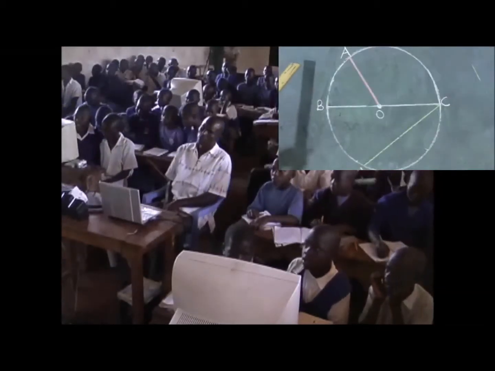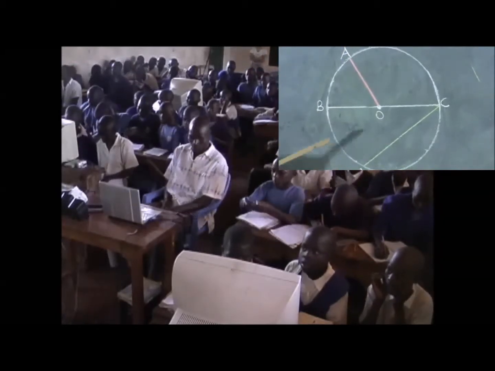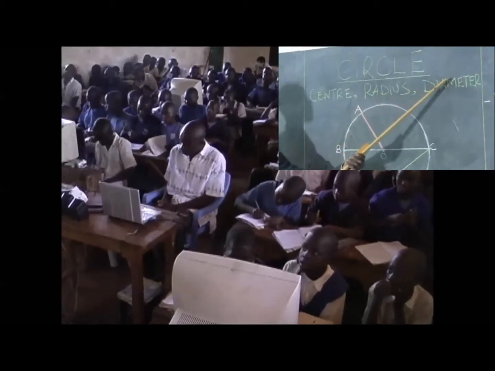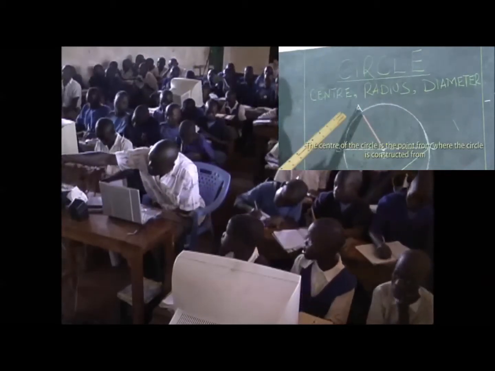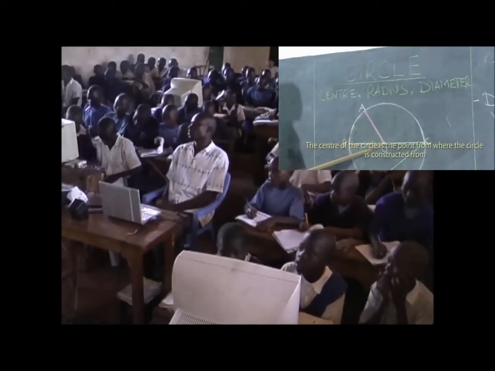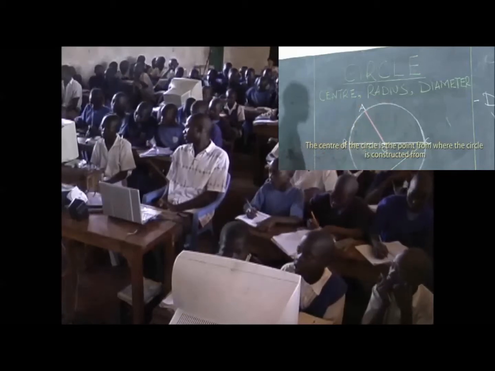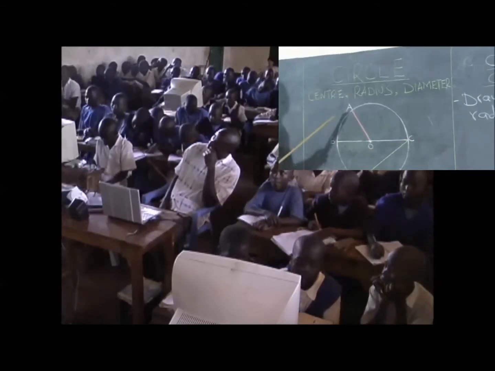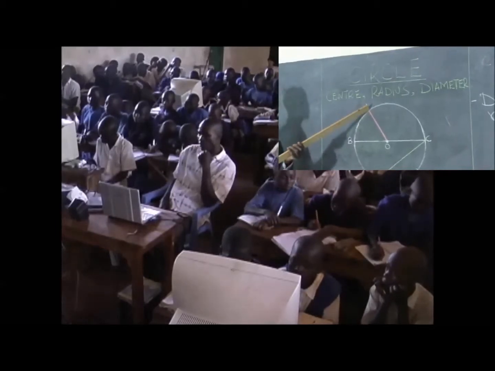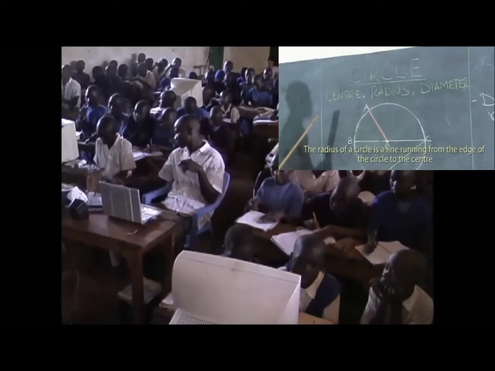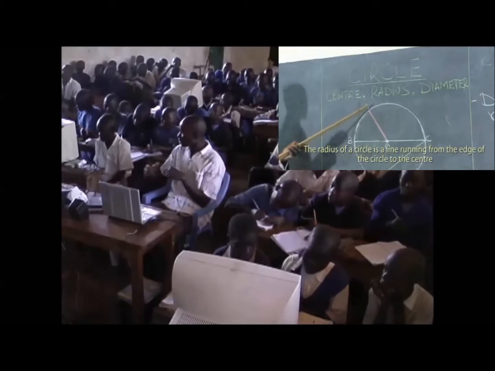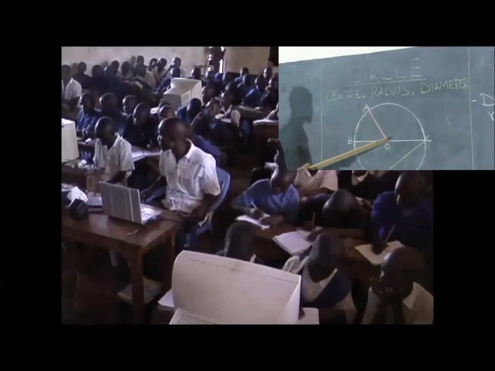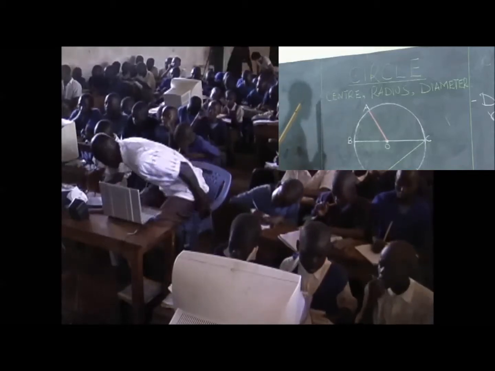In our last lesson, we learned about circles, from which you are expected to identify the center of the circles, the radius of the circles, and the diameter of the circles. The center of the circle is the point from which the circle is constructed. Radius is a line that runs from the edge of the circle to the center of the circle. So line AO, since it runs from the edge of the circle to the center, we refer to as the radius of that circle.